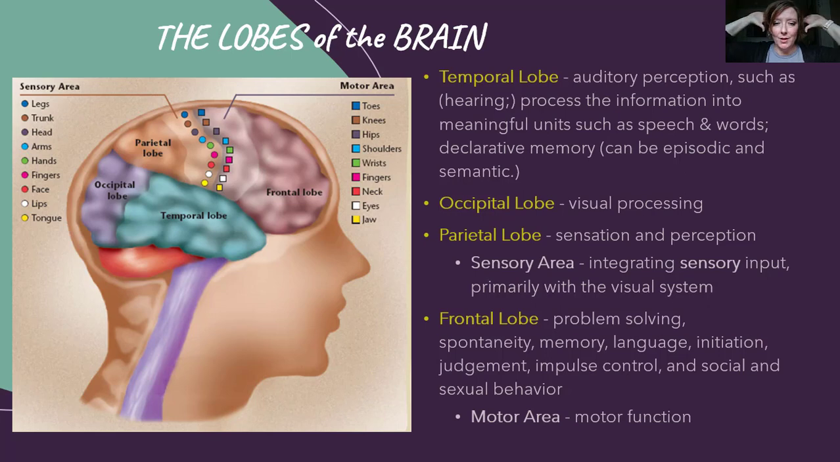Next, I'm going to continue this way, kind of from the back forward. You've got your parietal lobe, and this is where sensation and perception are processed. The sensory areas are for integrating sensory input, mostly with the visual system. It takes a lot of the brain to process visual information. So now I'm going to go back up to the top of your screen where it is the temporal lobe. And what I want you to do is take your fingers and pretend like you're pushing your hair behind your ears.